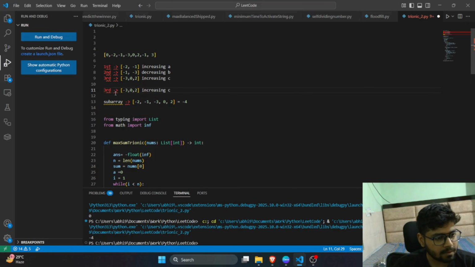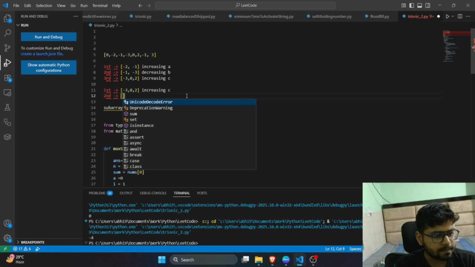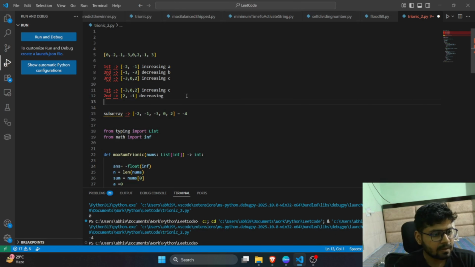Why? Because if I take this as a first, then what will be the second? Second will be 2, minus 1, that is decreasing, and third will be minus 1, 3. This is increasing.